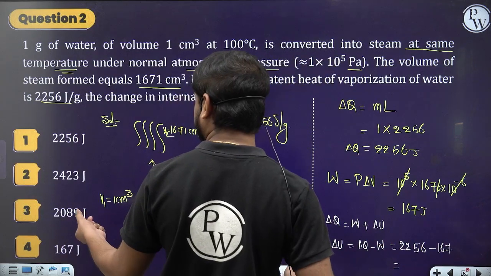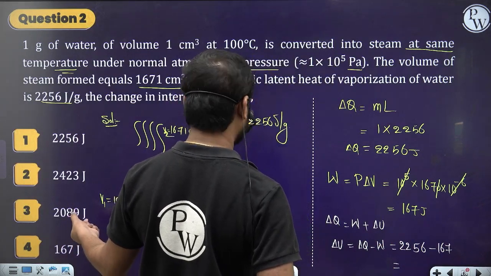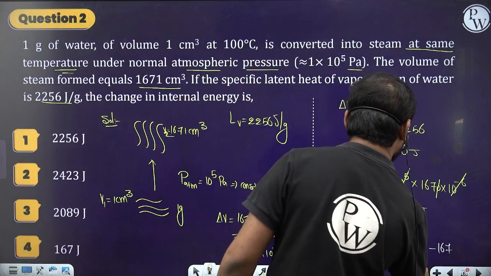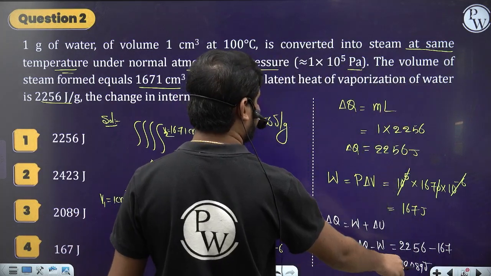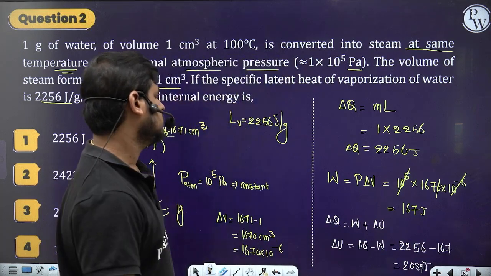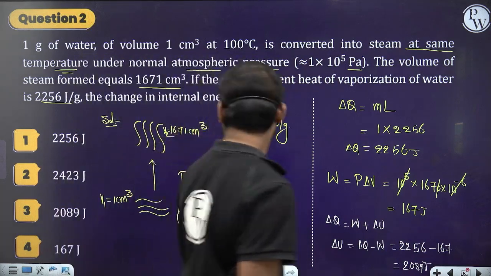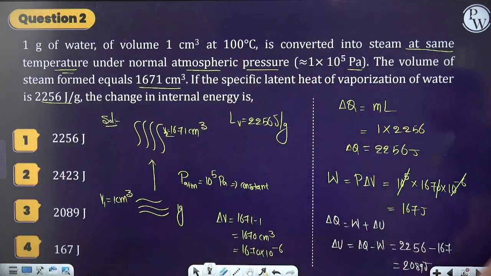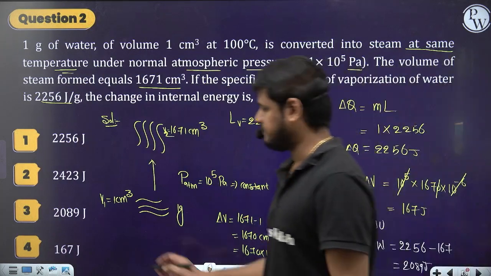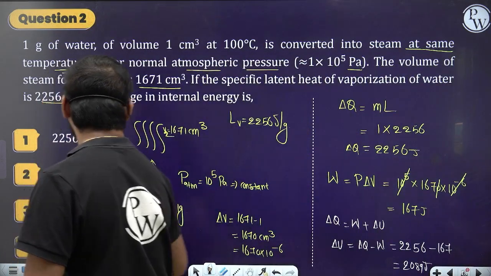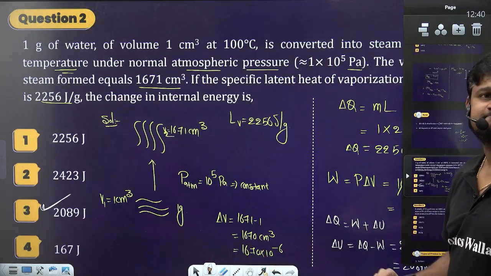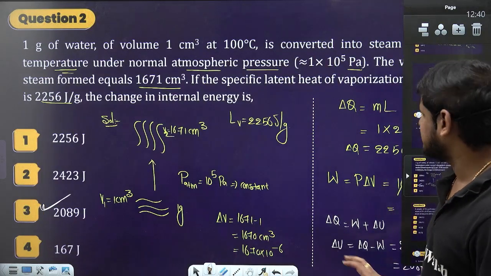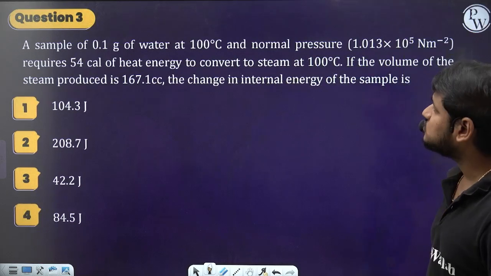If you add this one, I could see the closest option is 2089. I'll go according to the options. Yeah, so 2089. If I add the 167 for that, 2256, yes. So this is the correct answer, 2089. Done? Clear, guys? Understood everyone this question? Simple process. Chalo, so try this question on your own.